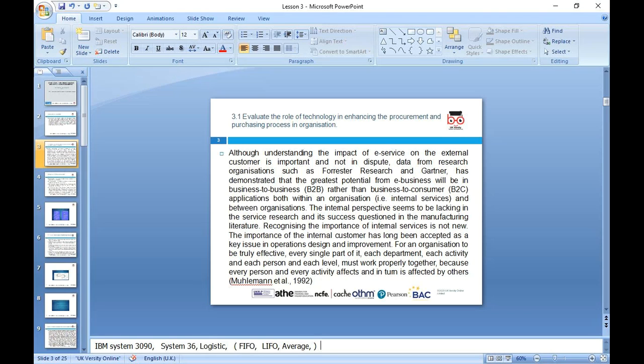So there are a number of technologies. The EDI, do we know EDI? No, sorry. It's sort of electronic distribution, yes.